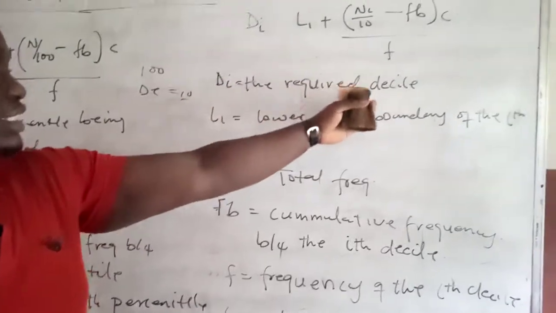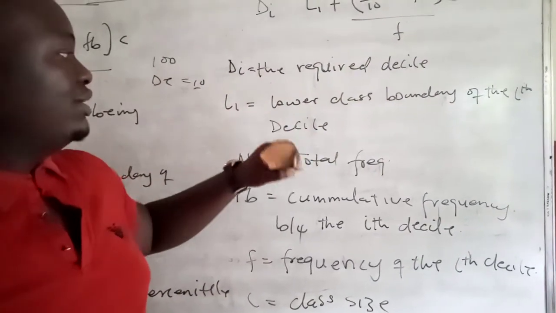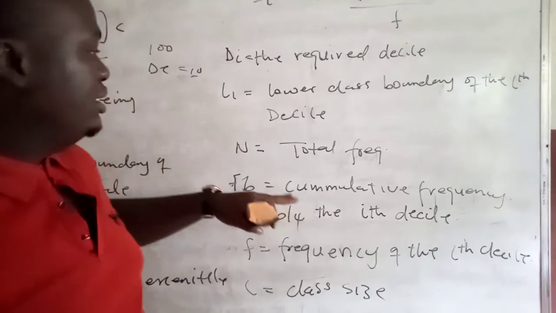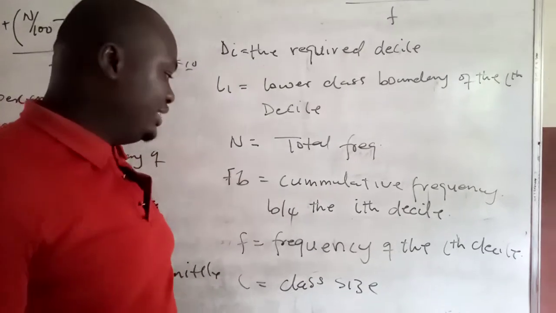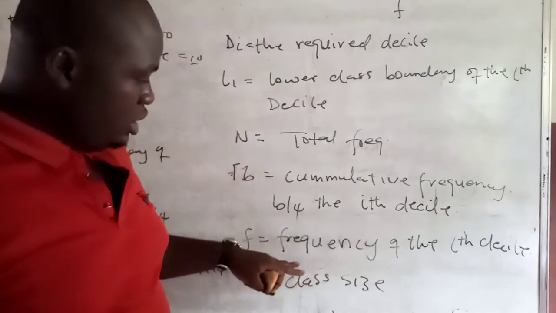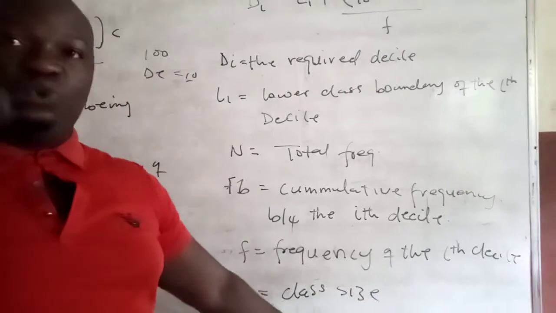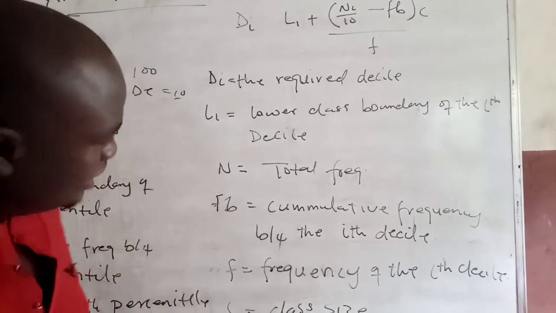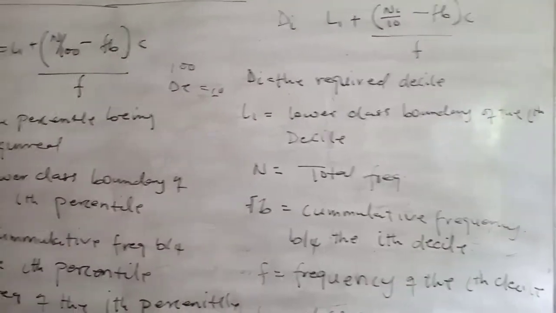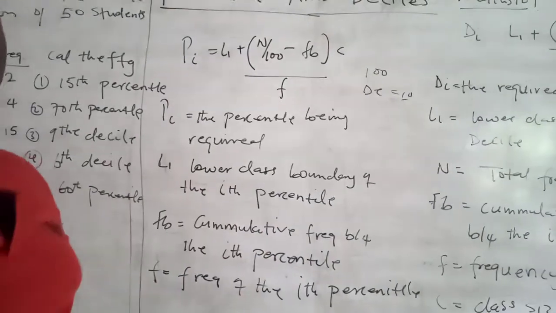This is the required decile. The lower class boundary of the nth decile, the total frequency, the cumulative frequency before the nth decile, and then the frequency of the nth decile, and this is the class width, right? But you call it class size, rather. Now, are you with me? So, study the formula, know what it is about.